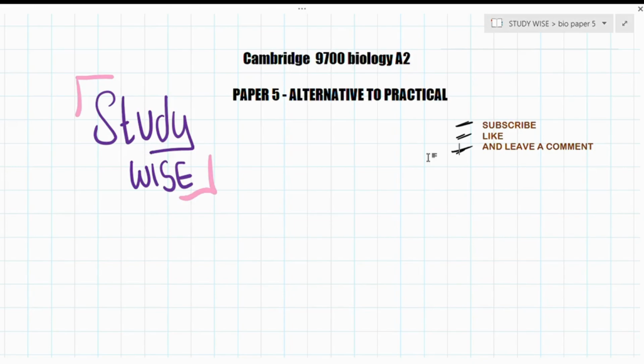This paper tests your ability to plan experiments, analyze data, and evaluate methods and results. It's crucial to understand the format and what the examiner is basically looking for.